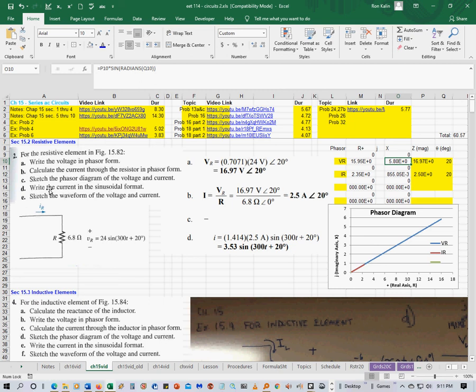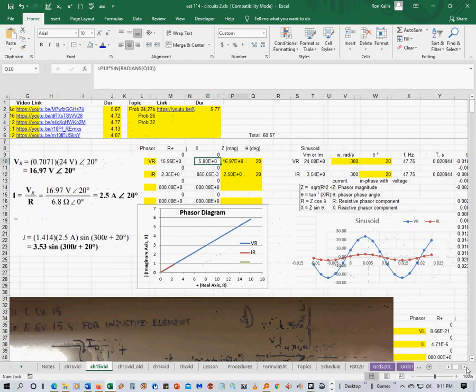And then part D says write the current in the sinusoidal format. So we take this 2.5, we multiply by the square root of 2, sine of 300t, we keep the same frequency, plus 20, which is the phase angle right there, and then that equals 3.53 sine of 300t plus 20. And then part E says sketch the waveform of the voltage and current.